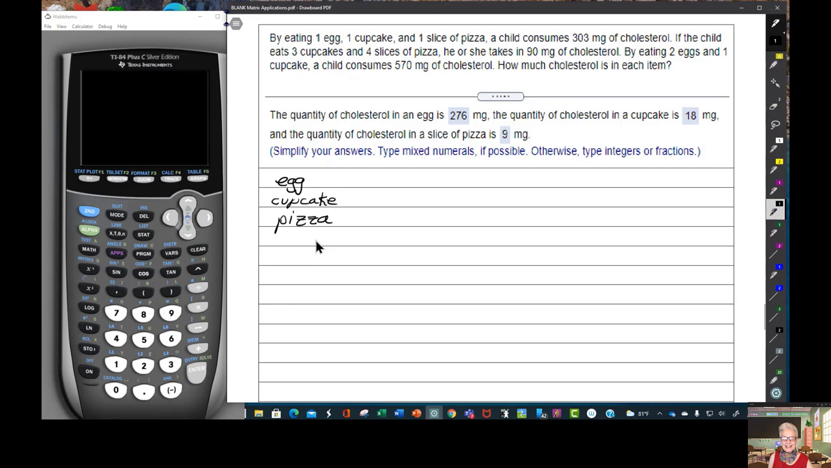Okay, now this tells me that I'm going to let X equal the amount of cholesterol in an egg. I'm going to guess here. So let X equal the amount, no, let's say milligrams. We're doing milligrams of cholesterol in one egg. And Y equal milligrams of cholesterol in one cupcake.